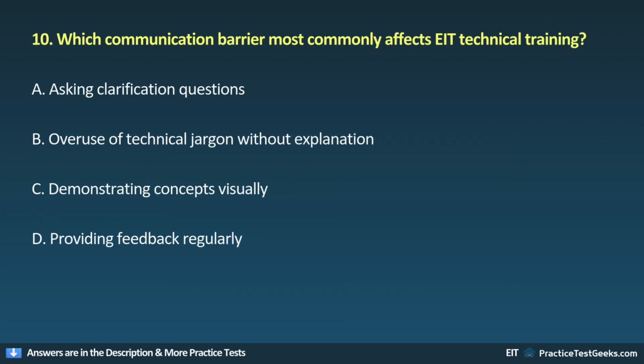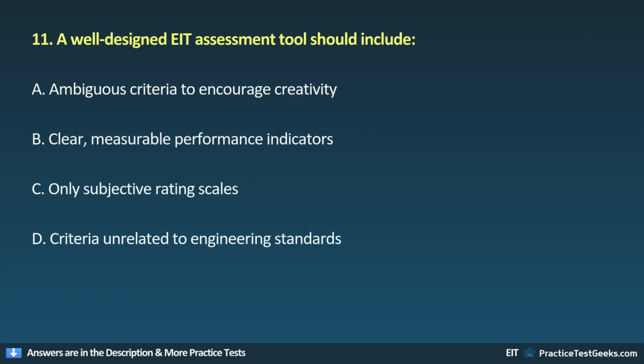10. Which communication barrier most commonly affects EIT technical training? A. Asking clarification questions. B. Overuse of technical jargon without explanation. C. Demonstrating concepts visually. D. Providing feedback regularly.